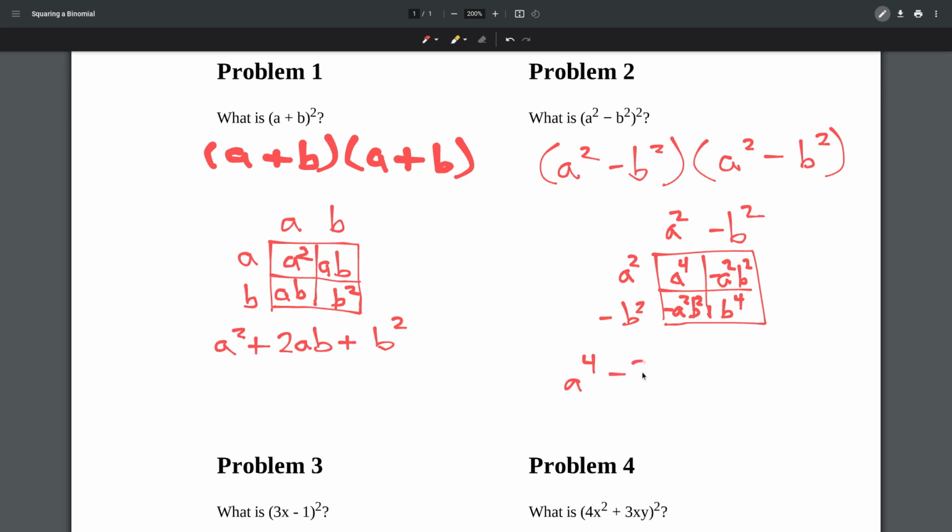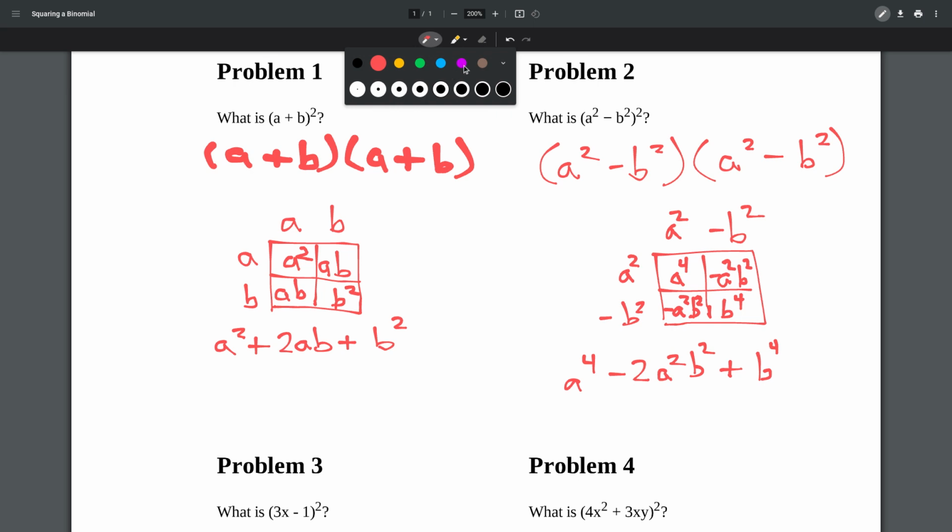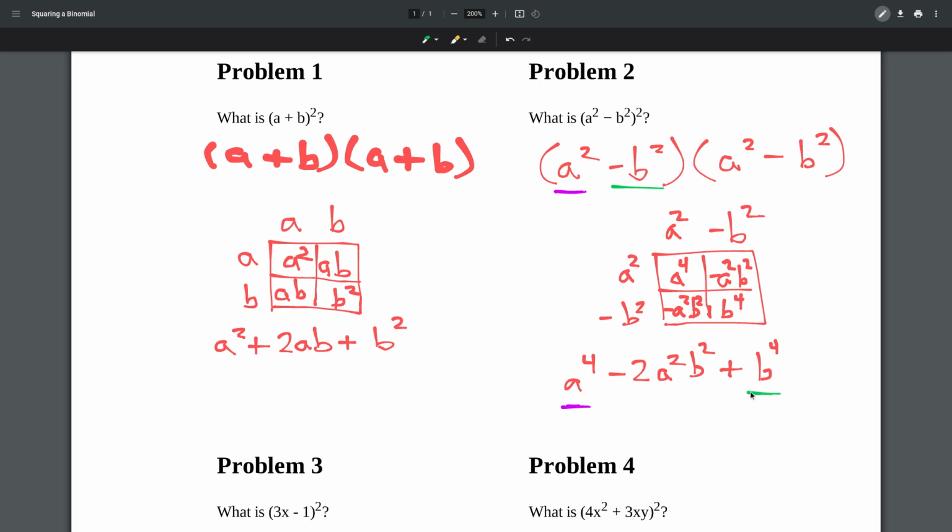Minus 2a squared b squared plus b to the fourth. So what's the pattern here? Well, let's take a look. We take the first term of the binomial and we square it, put it here. We take the last term of the binomial, the negative b squared, we square it, we put it here. So negative b squared squared is b to the fourth.